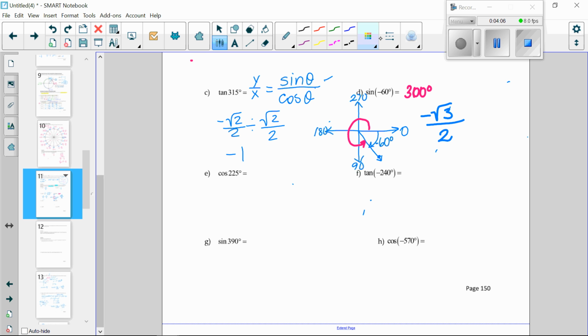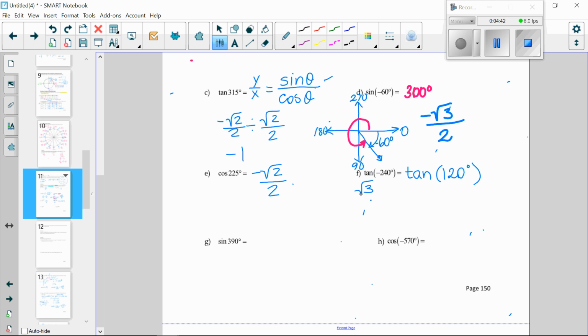Okay, cos 225. Let's find that on our unit circle, and we should see that it is negative root 2 over 2. Tan negative 240. Remember, we're going to be going clockwise, and we should find that it equals tan 120 degrees. So remember, sine over cos.